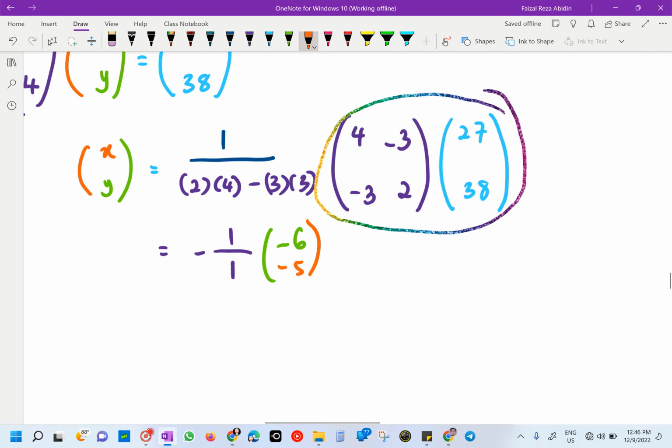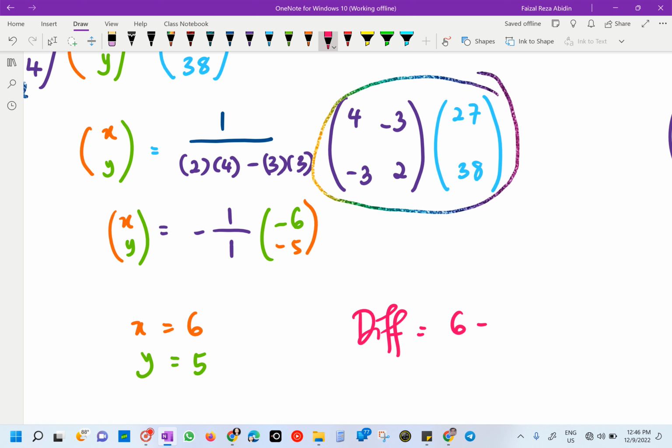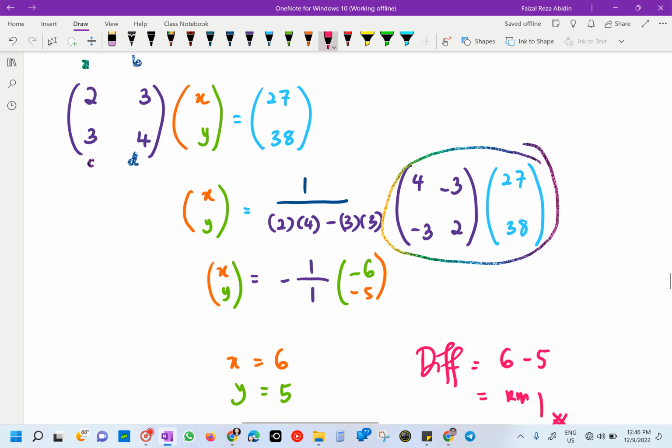So we are going to have over here, oops, wrong color, never mind. X and also our Y here. So negative, negative, we are going to have our X over here is going to be 6 and our Y here is going to be 5. Is it the final answer? No. Not yet. Why? What do we want to find? Difference. So we are going to get 6 minus 5. So the difference is going to be 1 ringgit.